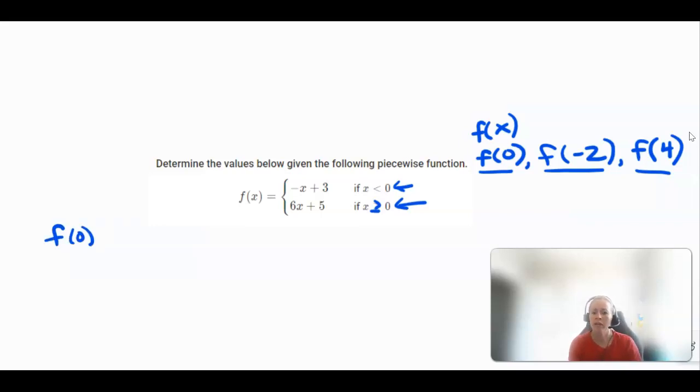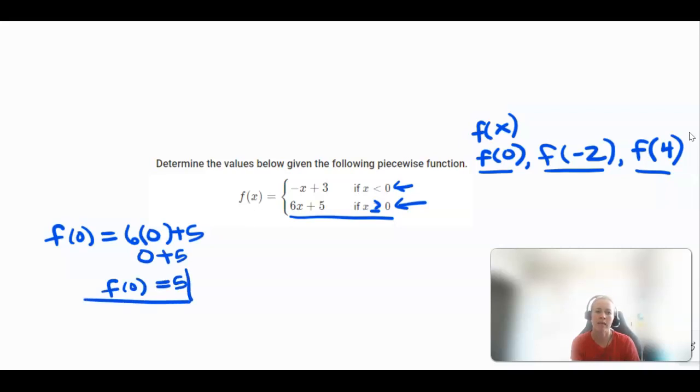So f of 0, if we look at the top one, it's negative x plus 3 if x is less than 0, but it's 6x plus 5 if x is greater than or equal to 0. And so this one right here, that is where x equals 0, and so that's the one we're going to use for f of 0. So we'll say, okay, f of 0 equals 6x plus 5. We'll put 0 in for x. So 6 times 0 is just 0 plus 5. So then f of 0 will equal 5. Okay, that's our first one.